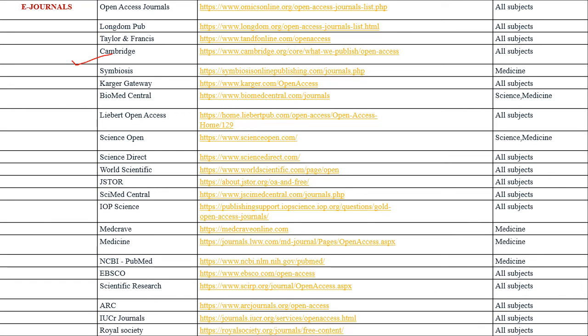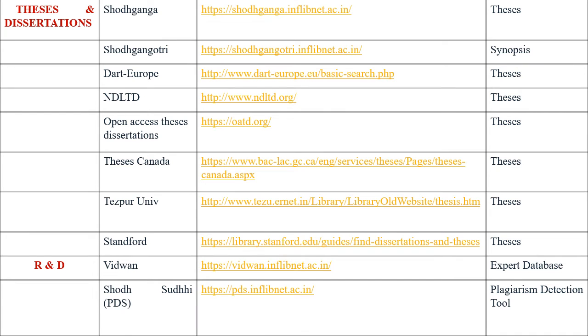Yes, how can we forget this? Symbiosis is also a very renowned journal. Cambridge again, and the quality of articles is very high. Also here you can see the subjects. Science Open is only for open science and medicine, and some, like Symbiosis, are only related to medicine. It just focuses on one particular field.